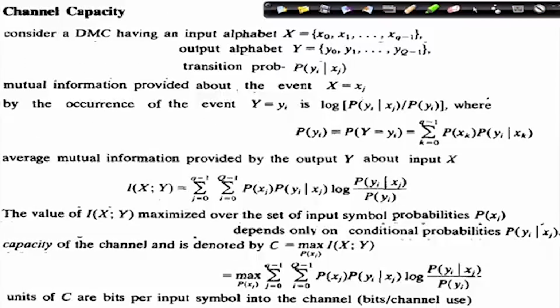So, we stop this particular lecture here, and using the channel models that we have developed, we will take a look at the channel capacity, from which we will finally take a look at the performance comparison of the different communication systems. Thank you.